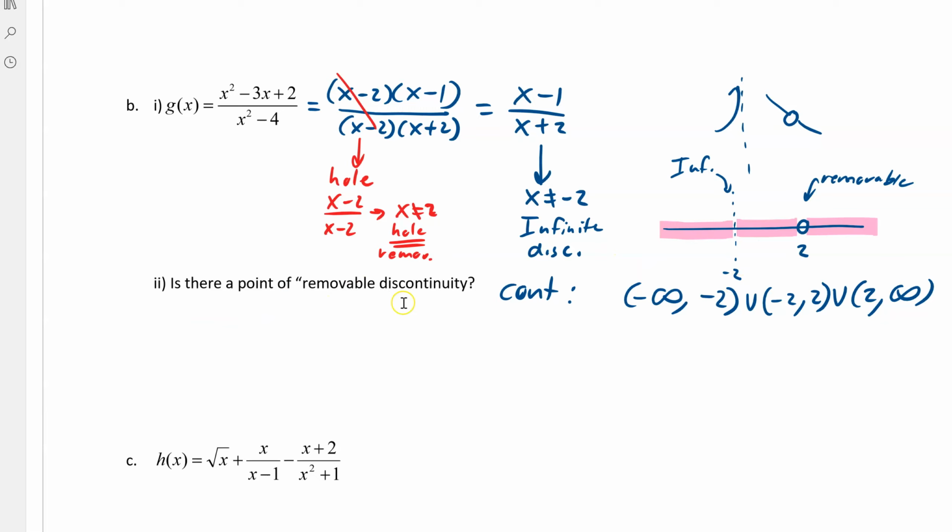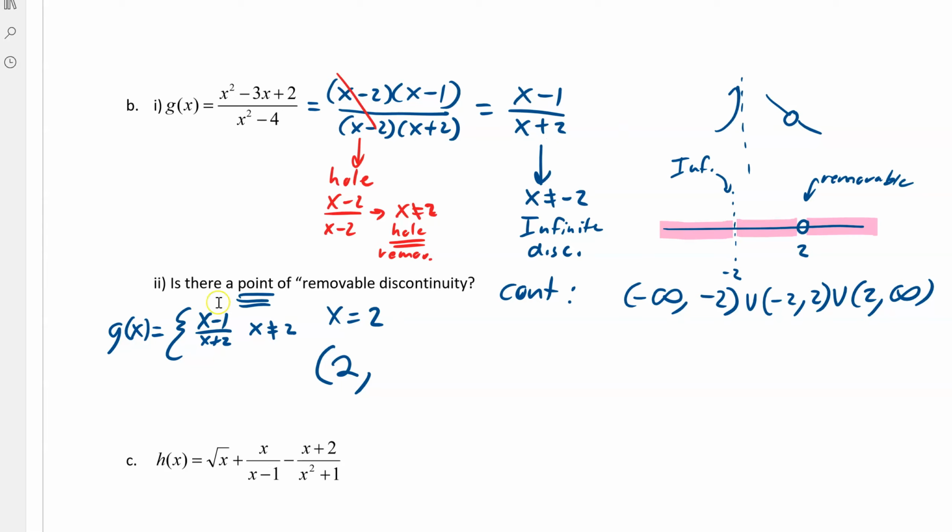All right, so is there a point of removable discontinuity? Yes. That point of removable discontinuity is at x equals 2. But see, we're using the word point, and so we want a point for it. So it's 2 comma what? And how you find that is you just take the x minus 1 over x plus 2, our g of x, what it's become. So our g of x is now basically this: x minus 1 over x plus 2 for x not equal to 2, and it is equal to something when x is 2.